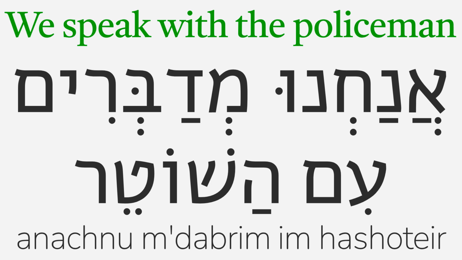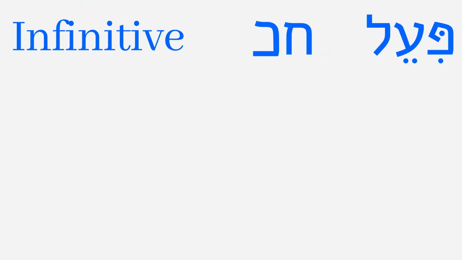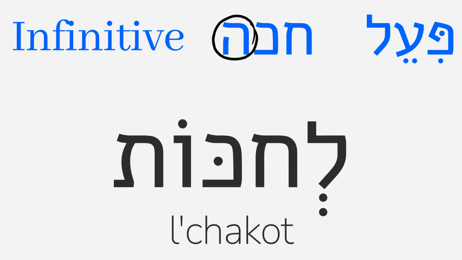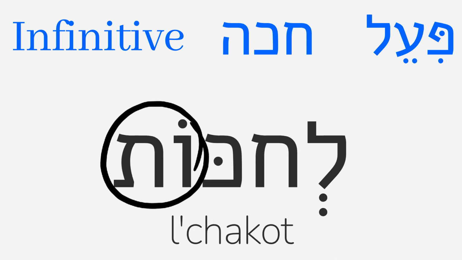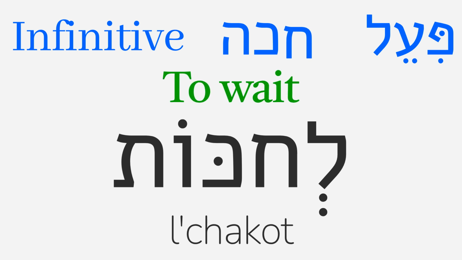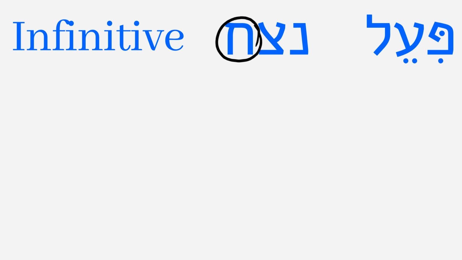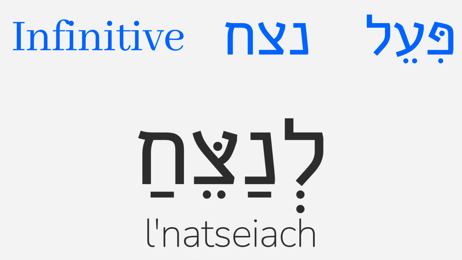When making the Piel infinitive of a verb that ends with hey, that infinitive will end with a vav with cholam and tav instead of a tsere and that third root letter hey. We see this in the verb lachakot, to wait, which is from the root chet kaf hey. And if a root ends with ein or chet in the Piel infinitive, there will be a patach under that last letter, as in the verb lanatseach, which means to win.